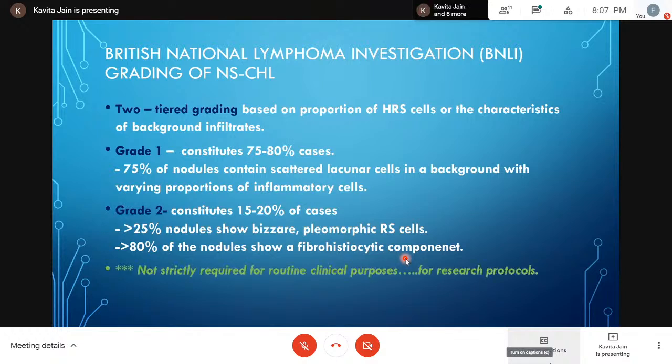However, this grading is not strictly required for routine clinical purposes. We are not reporting it. It is more for research protocols.